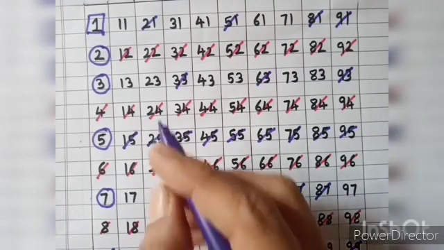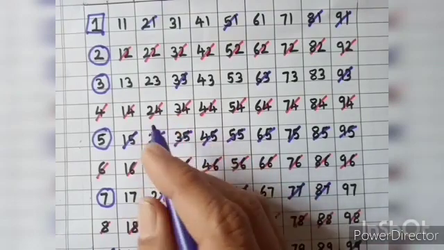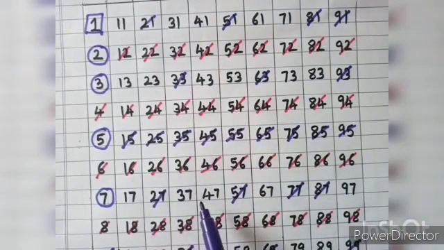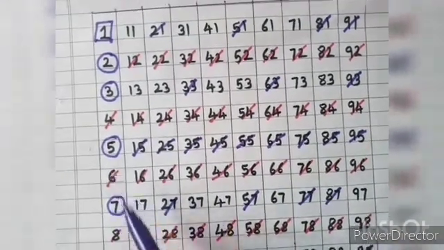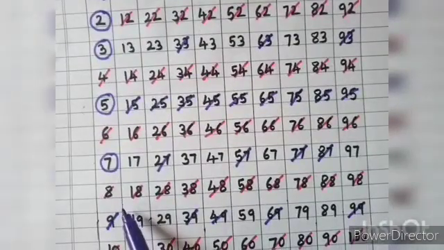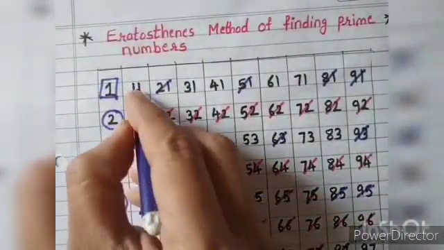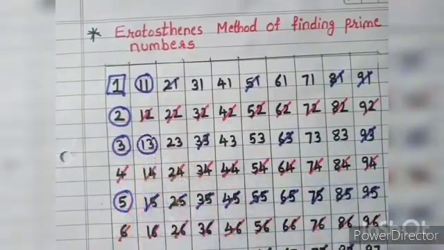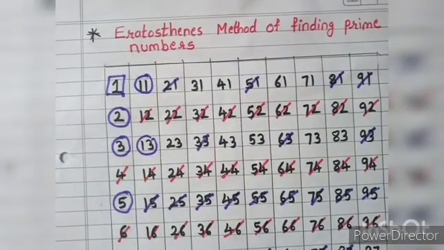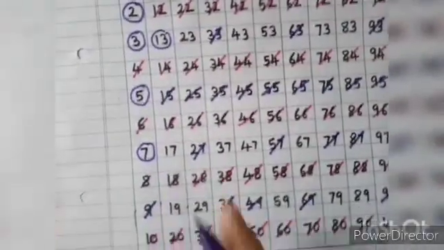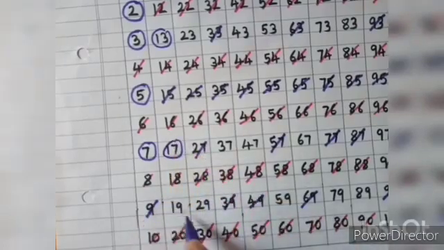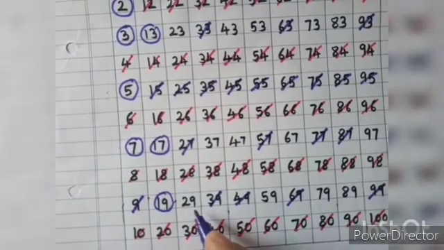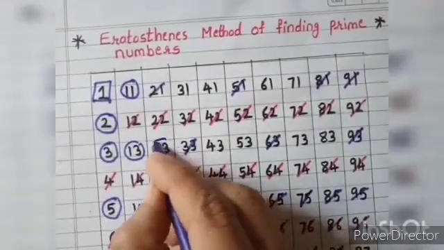Draw a circle around remaining numbers. All struck out numbers are composite and all circled numbers are prime. Now which numbers are remaining here? 11. 11 is a prime number, so circle it. Next 13, circle it. Next prime number is 17, circle it. Next is 19, circle it. Next is 23, circle.